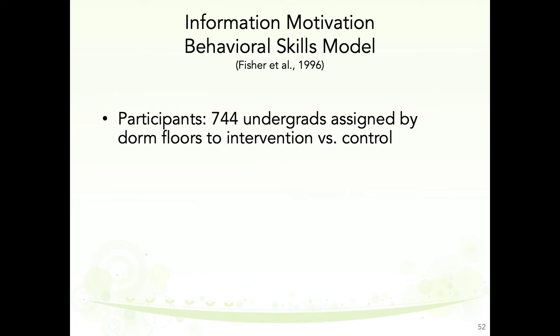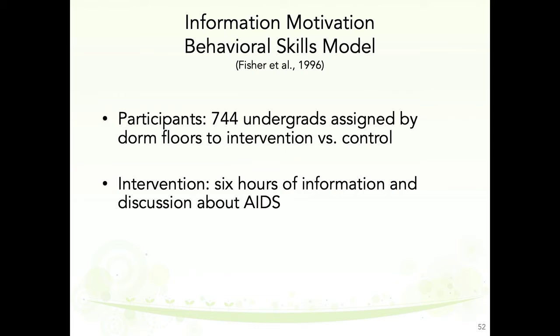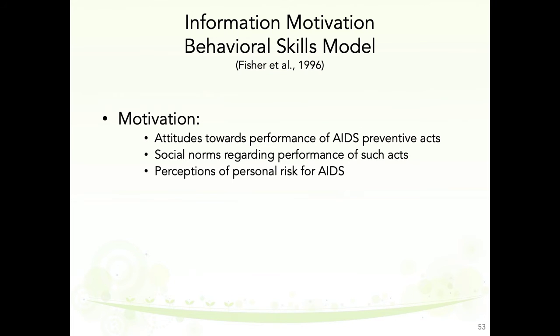As an example, 700 undergraduate students at university were assigned to either intervention or control, and they got 6 hours of information and discussion about AIDS in the mid-90s. That's a large intervention. Okay. And this intervention included components like what kinds of preventative acts, what other people are doing, whether you're at risk, and they measured those factors as well.